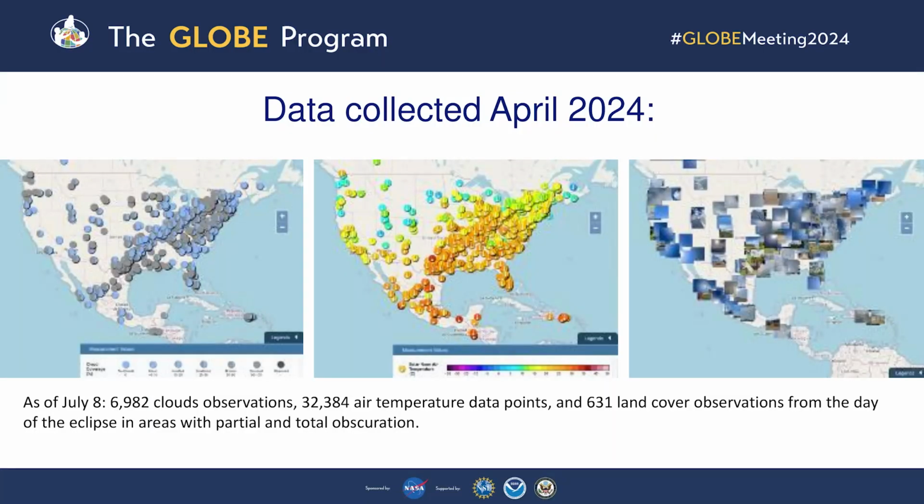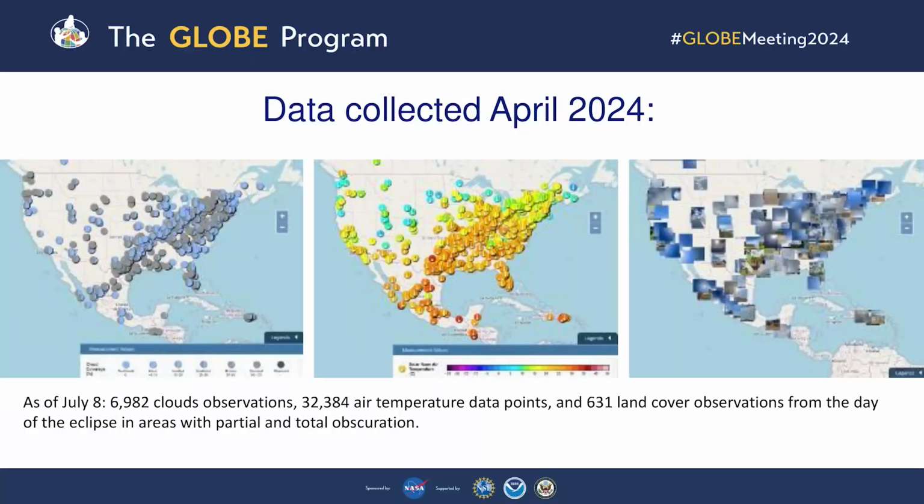So this was the big one, and here's the data that we collected in April 2024. You can see almost 7,000 cloud observations, over 32,000 air temperature measurements. There's a caveat with that. We're still waiting on some from the Civil Air Patrol, and then the land cover observations there. So, pretty good amount of data that we collected.